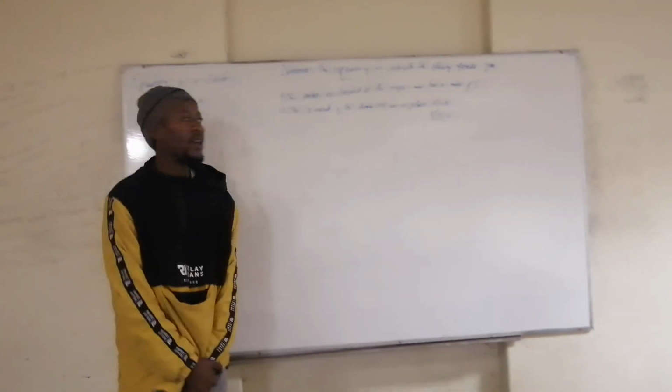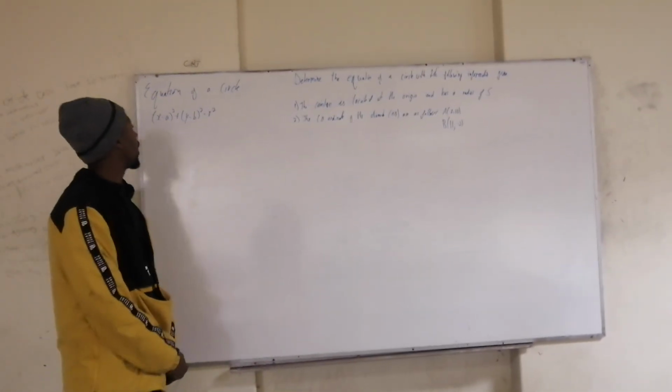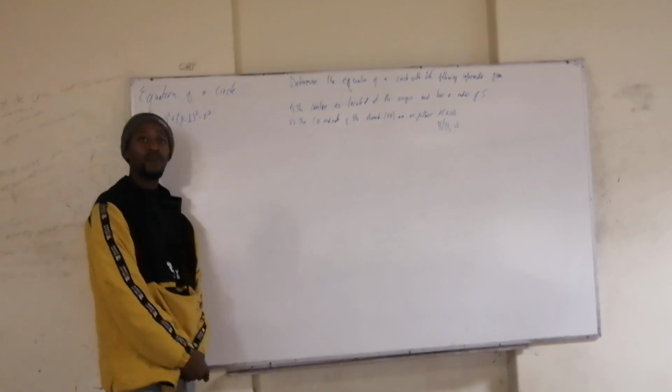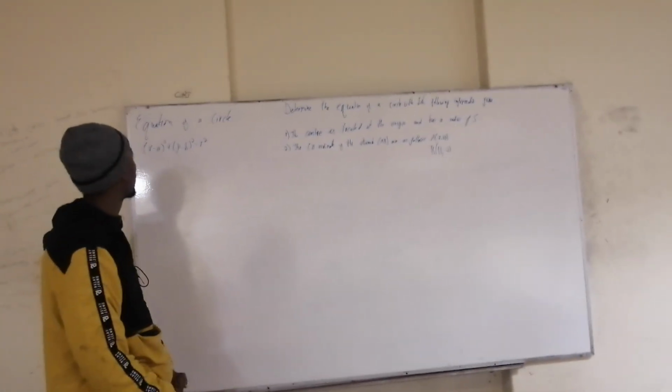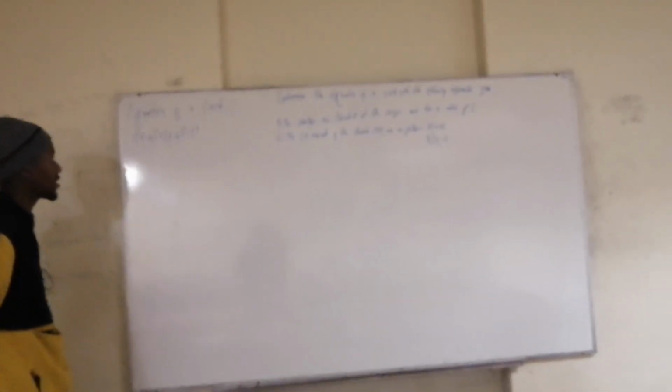Rabebe Sizwe, and today we will be covering some of the topics in analytical geometry from grade 12. Here we are going to be dealing with a circle and the equation of a circle.